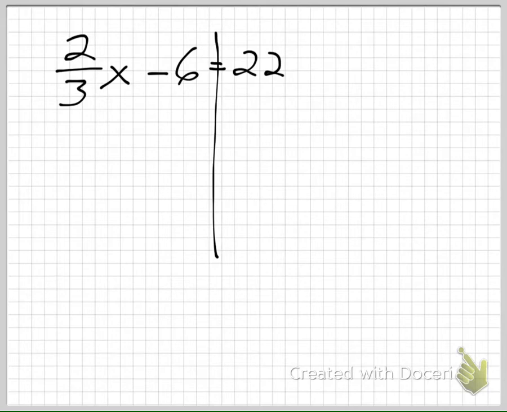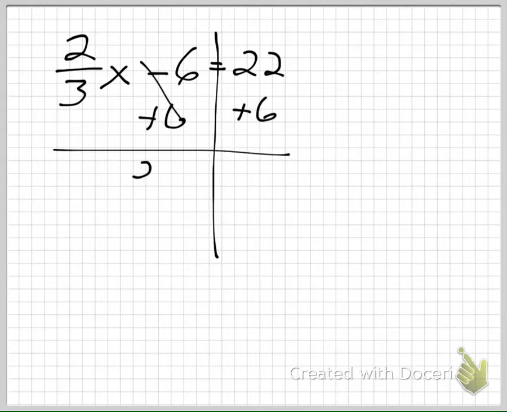What do I do? Who's with him? Who's with him? -6 and a 2/3. Which one do I get rid of first? -6 plus 6. 2/3 x equals 22 plus 6 is 28. Okay. Is the variable happy? No. He's being multiplied by 2/3.